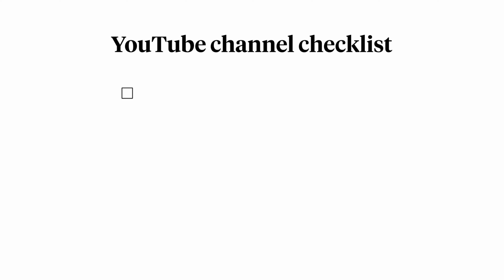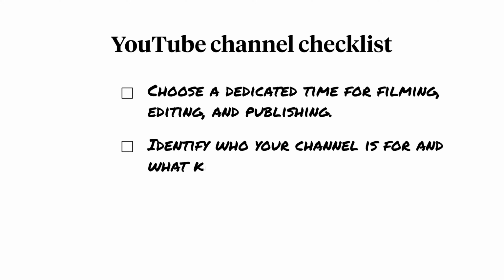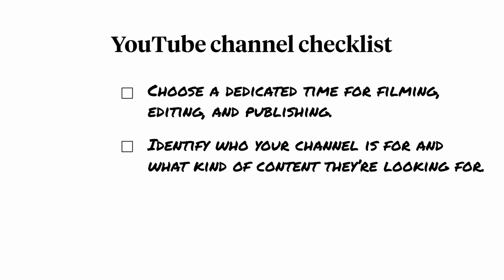For example, let's say I offer a PDF checklist for people creating their first YouTube channel. I may list things like choose a dedicated time for filming, editing, and publishing. Identify who your channel is for and what kind of content they're looking for. Write down 60 topic ideas. A customer who actually works through that checklist is going to get some value, but with an online course, I can go even deeper into each of those items and make it more likely that my customer will succeed.